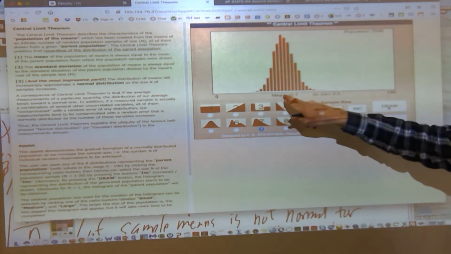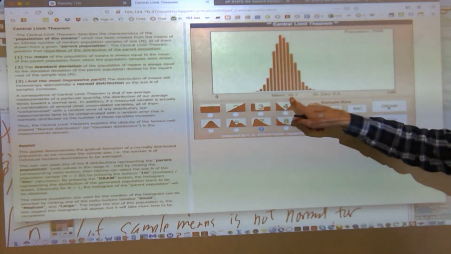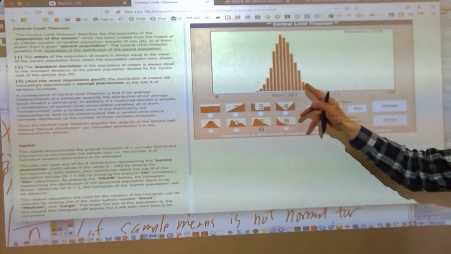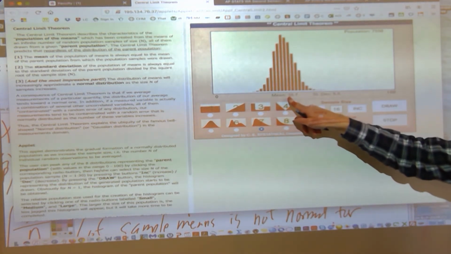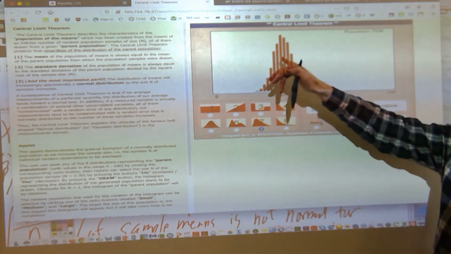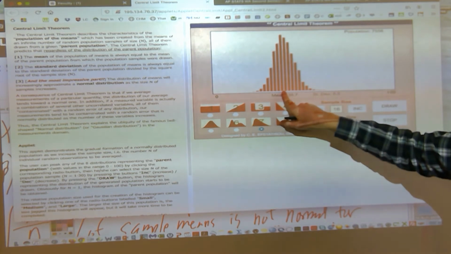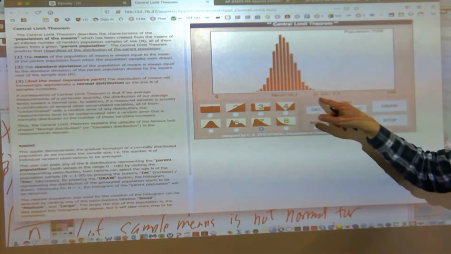And it's centered around the mean. Since the original population is skewed left, the mean is not at 50. It is left of 50. It's at 38.7. That makes sense. And so the sampling distribution of sample means has a mean that points to the truth. It points to the truth.